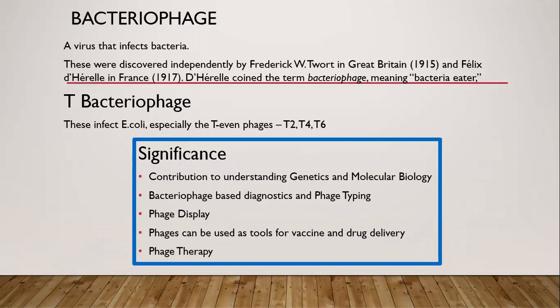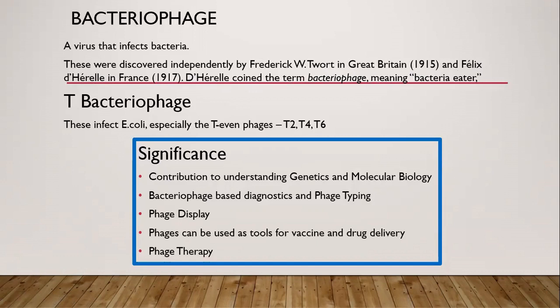Bacteriophages were discovered independently by Frederick W. Twort in Great Britain in the year 1915 and by Felix de Herelle in France in 1917. It was de Herelle who coined the term bacteriophage, meaning bacteria eater, to describe the agent's bactericidal ability. Bacteriophages also infect the archaea.